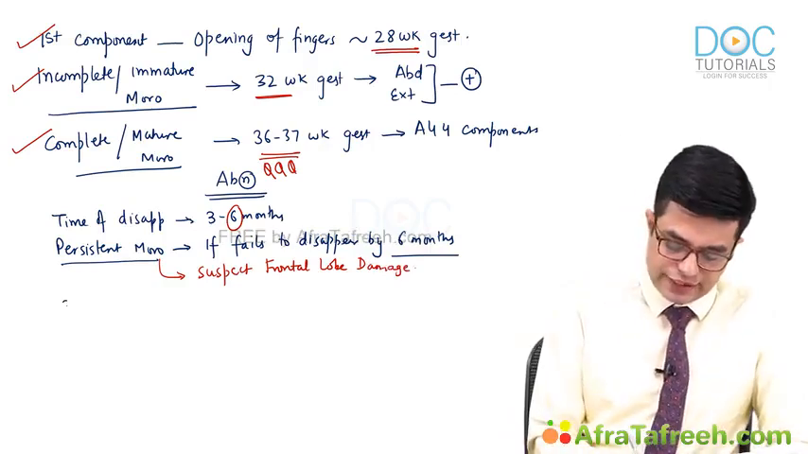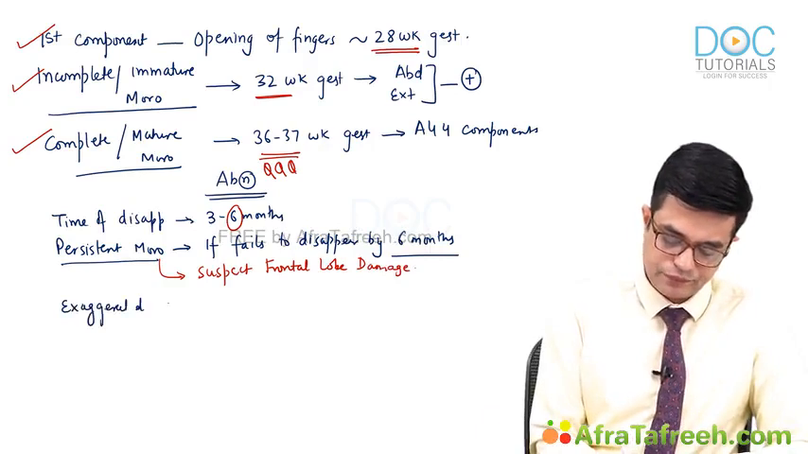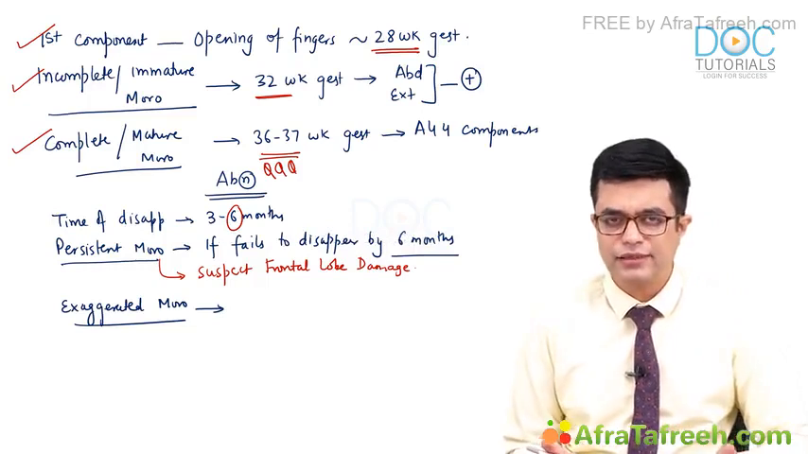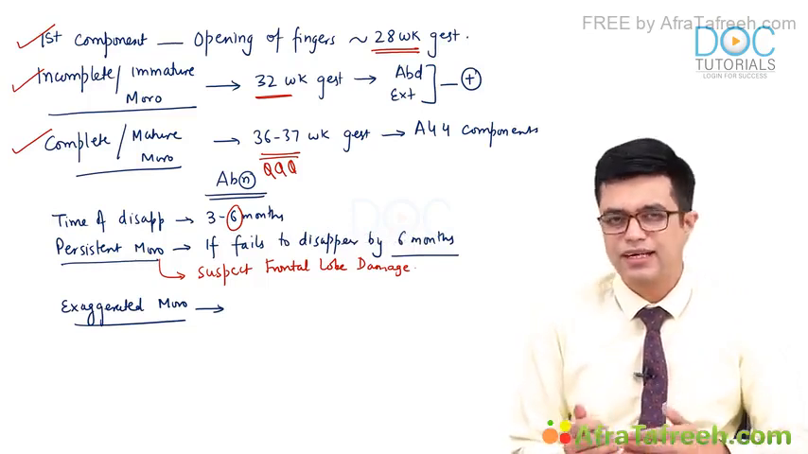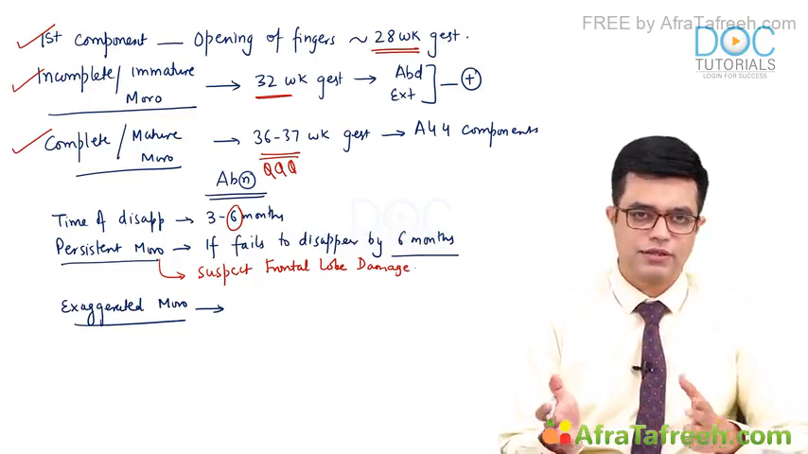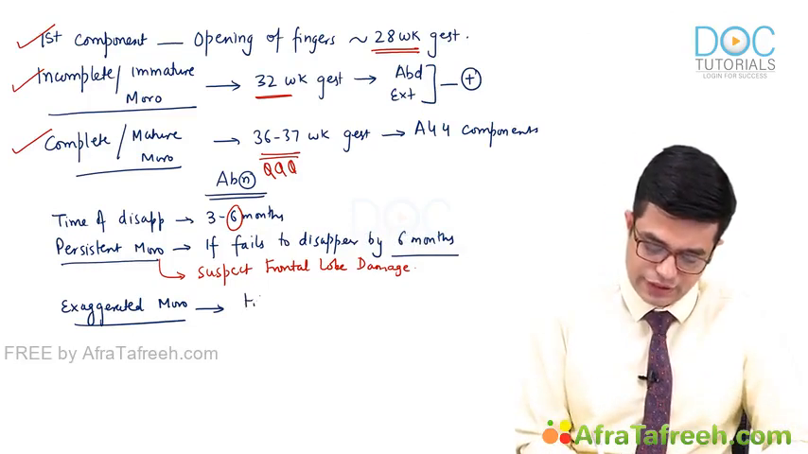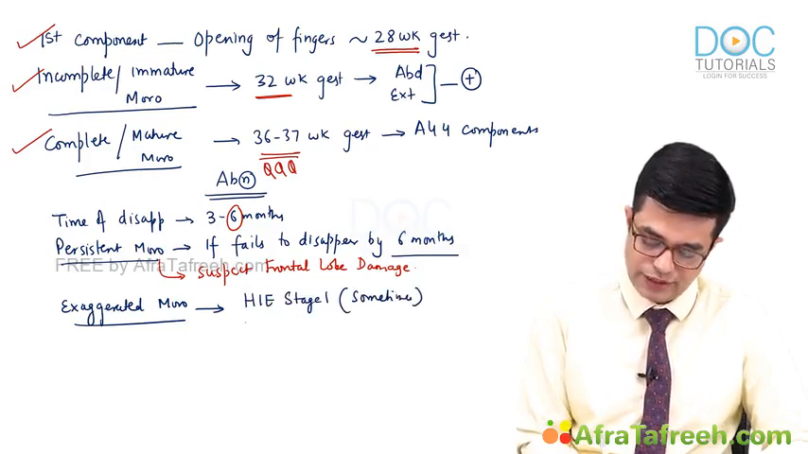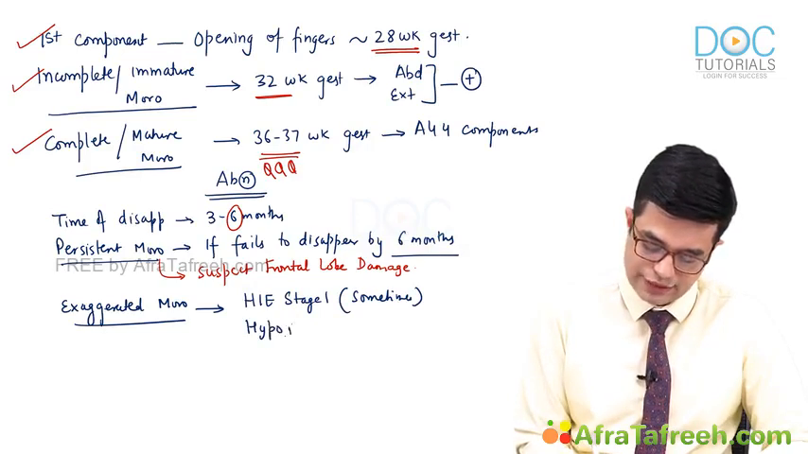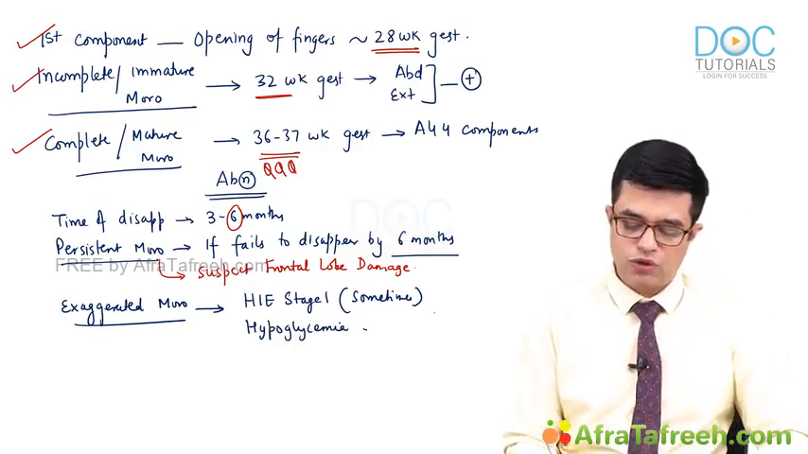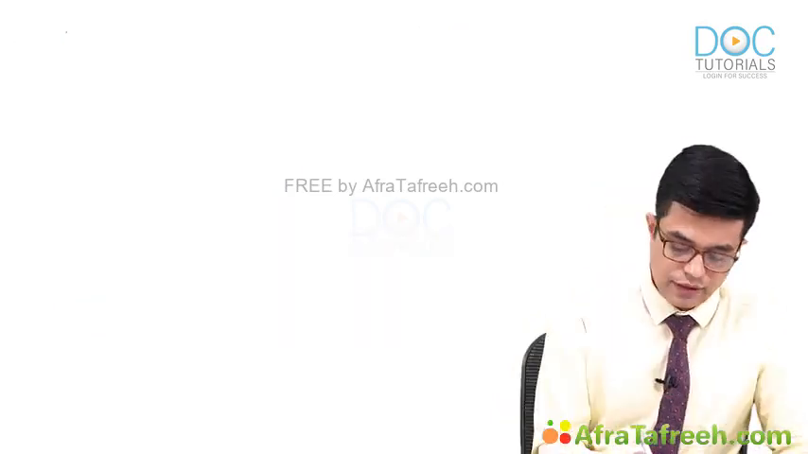What is the cause of exaggerated Moro or brisk Moro? Exaggerated and brisk are not exactly the same, but in terms of Moro reflex, at undergraduate and postgraduate level, they are taken to be the same. Exaggerated Moro is seen in hypoxic ischemic encephalopathy stage 1, sometimes, not always. It can also be seen in hypoglycemia, which produces a jittery child. So exaggerated Moro can be seen in these two conditions.